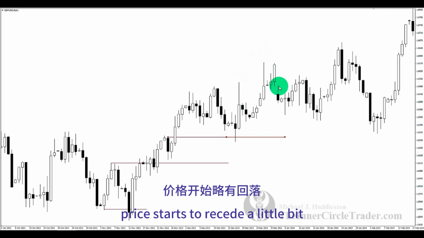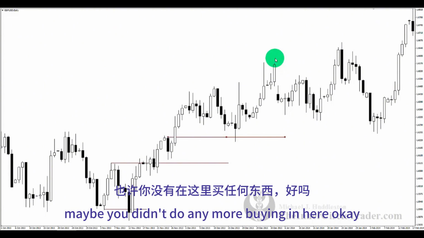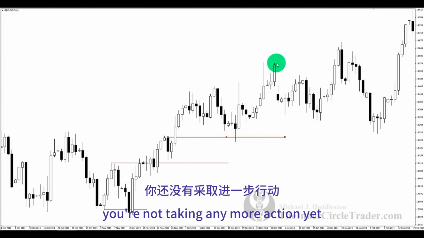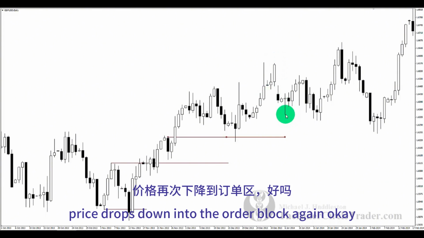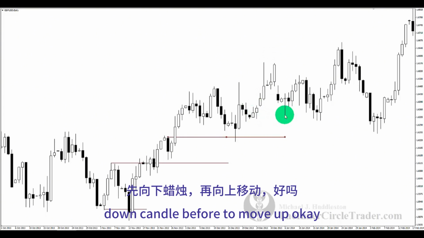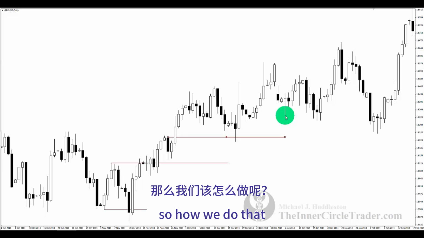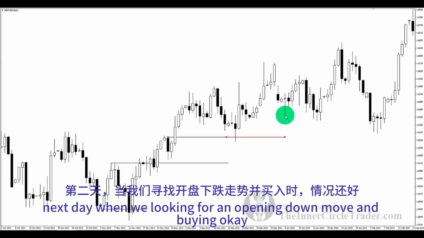Price starts to recede a little bit. Maybe you didn't do any more buying in here. Maybe you moved to the sidelines. You're not taking any more action yet. Price drops down into the order block again. Down candle before the move up. You want to be buying here. So how do we do that? The next day, we're looking for an opening, down move, and buying.